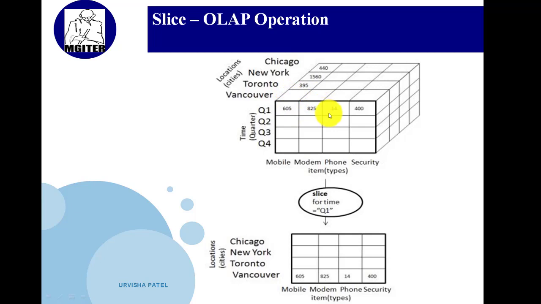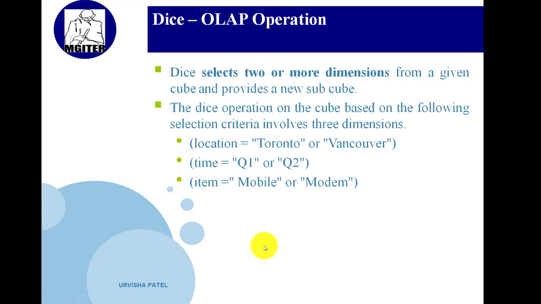825 is already here. 14 is here and 400 is here because values are saved in one single cube. This is our slice operation. Next one is dice operation. In dice operation, we need to select two or more dimensions from a given cube and create a new subcube.